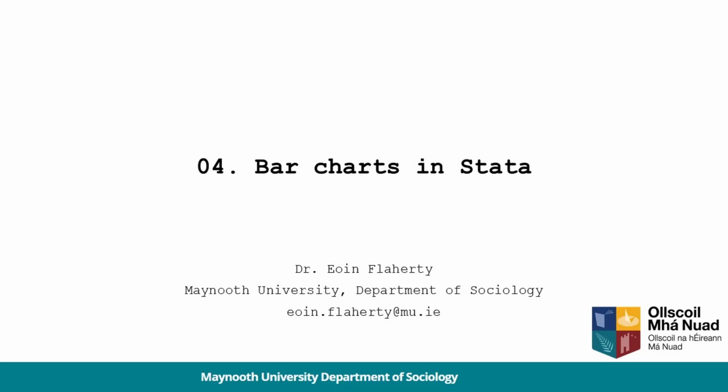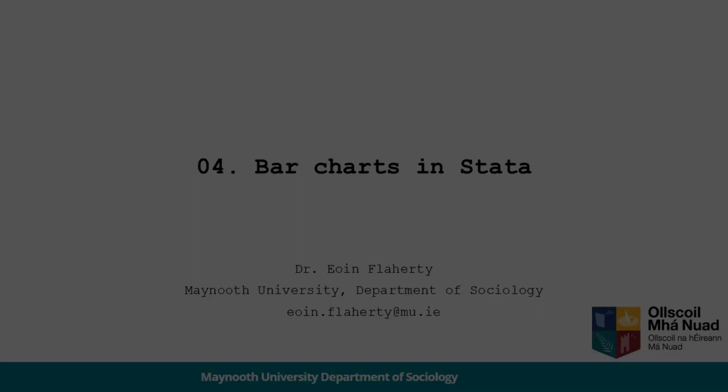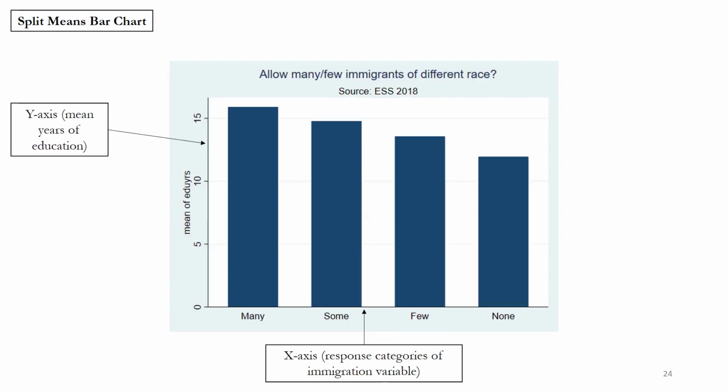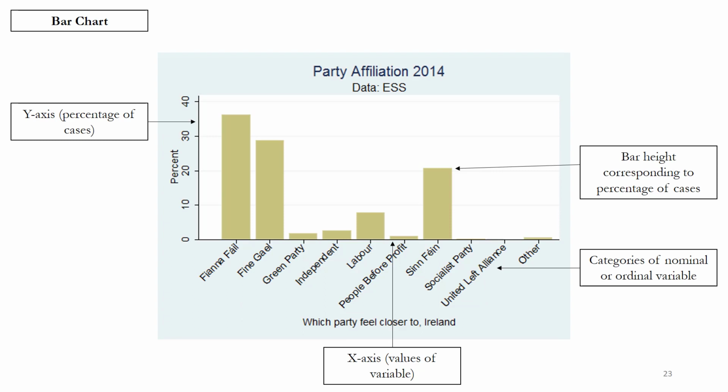In this video, we will look at the two types of bar chart that we'll cover in this course. They are bar charts for displaying the distribution of a categorical variable, which you see here, and bar charts for displaying a summary statistic of a particular measure within or across categories of another variable. So the first one is probably fairly familiar to you.